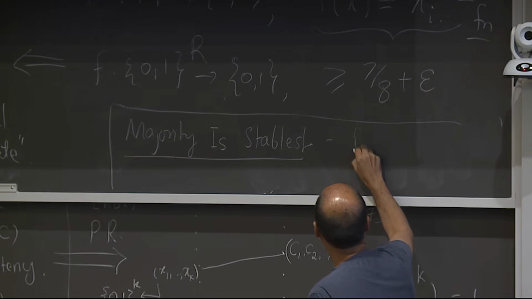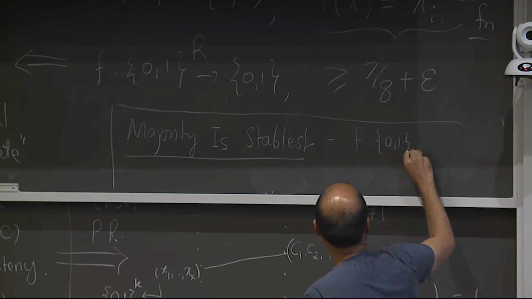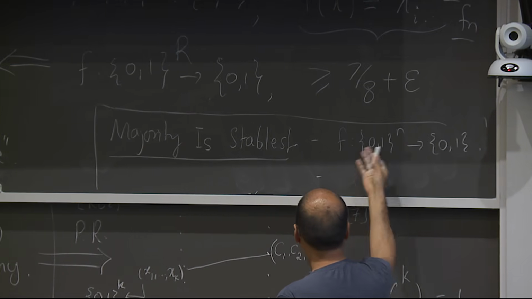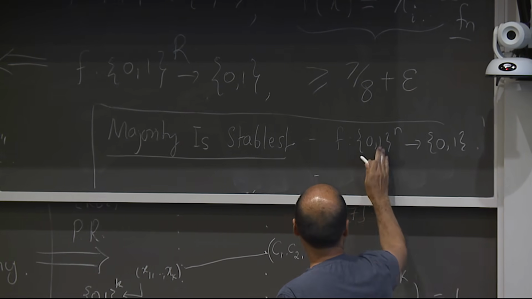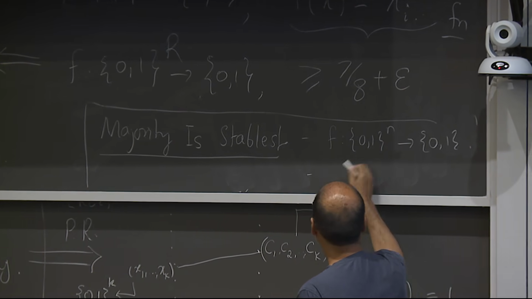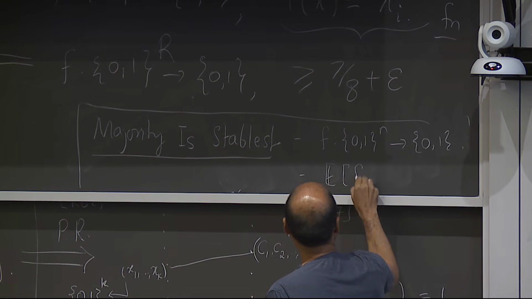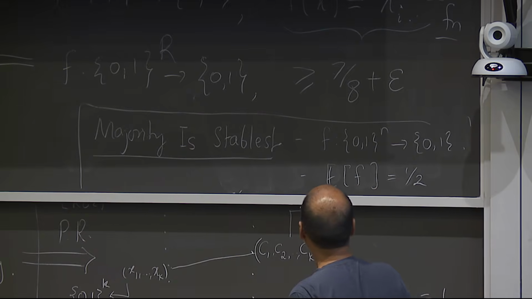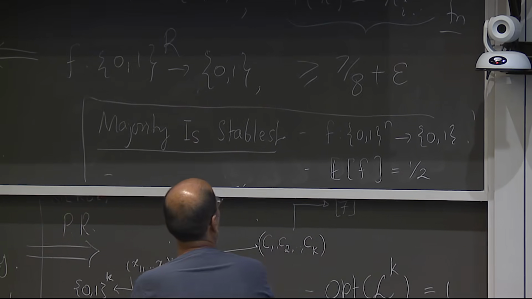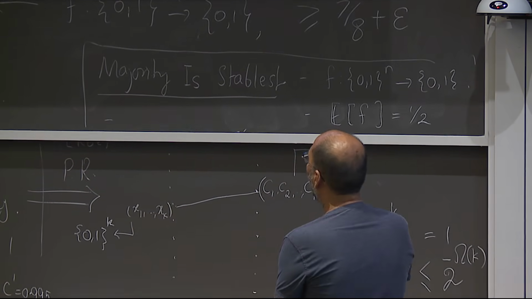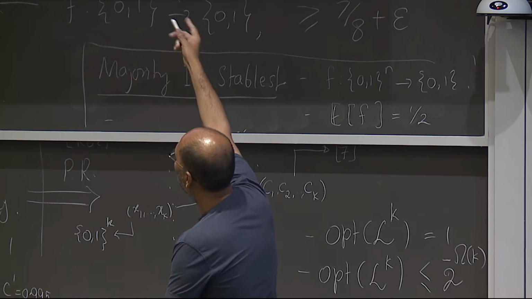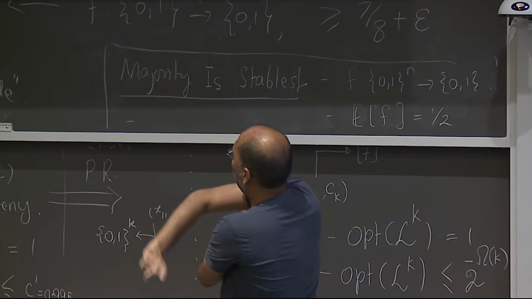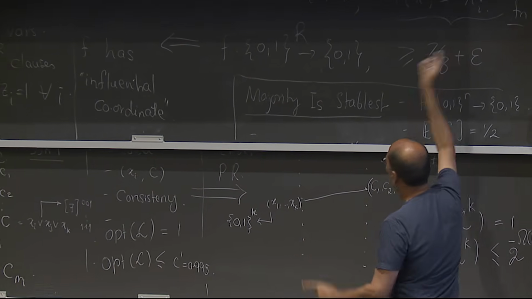So the result is that among all Boolean functions from {0,1}^n to {0,1}, they need to be non-trivial functions, meaning it cannot be just constant 0 or constant 1. So let's say the expectation of this function is 1/2, so it's a perfectly balanced function, and it cannot have influential coordinates. If you recall what this influential coordinate business was, it was supposed to be some kind of opposite or a counterpoint to the dictatorship functions.